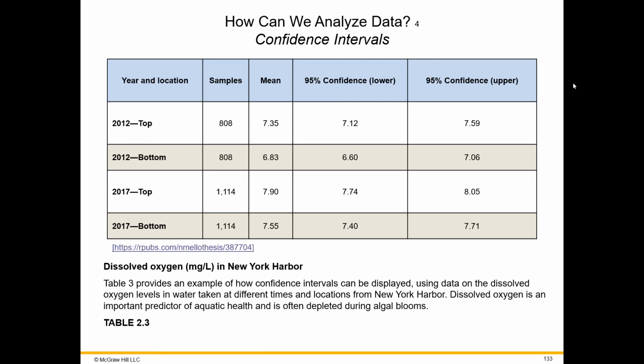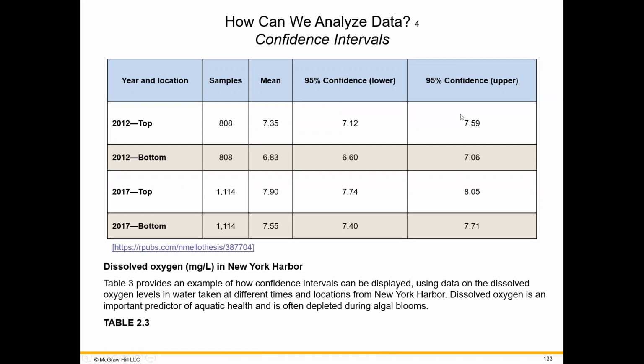So here we have several samples, okay? These are the amount of dissolved oxygen in New York Harbor. It provides an example of how the confidence intervals can be displayed using data on the dissolved oxygen levels in water taken at different times and locations from New York Harbor. Dissolved oxygen is an important predictor of aquatic health and is often depleted during algal blooms, okay?